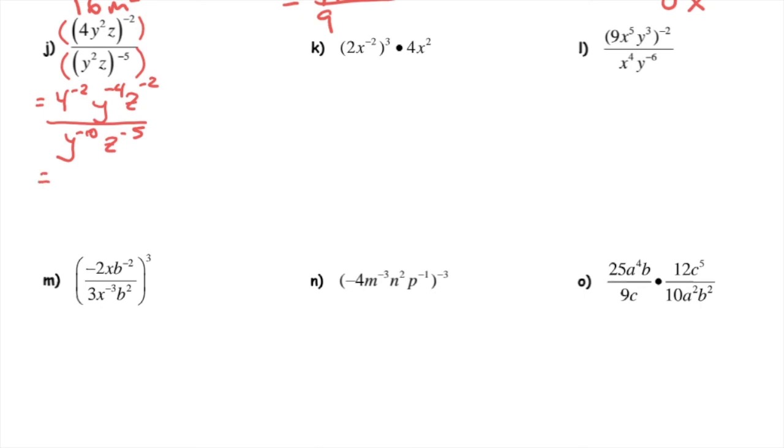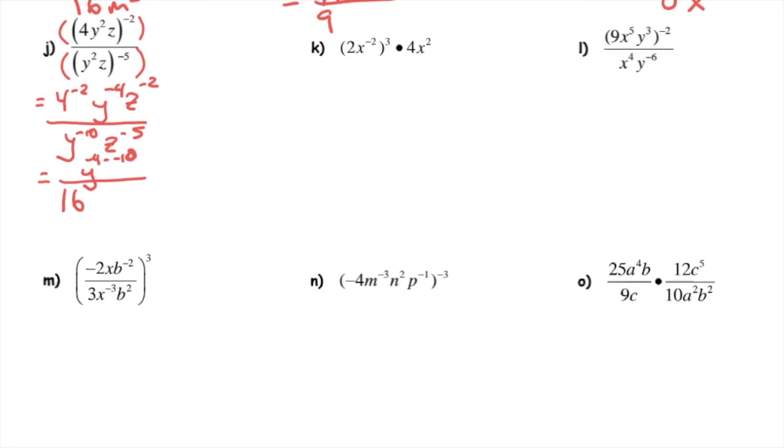So I've dealt with the numerator and the denominator separately. Now I'm going to deal with this division. I have 4 to the negative 2. Well, there's nothing else going on there. The negative is going to put that 4 squared in the denominator, and 4 squared is 16. Then I'm going to deal with the powers a little bit differently. y to the negative 4 over y to the negative 10 is going to be y to the negative 4 minus negative 10.